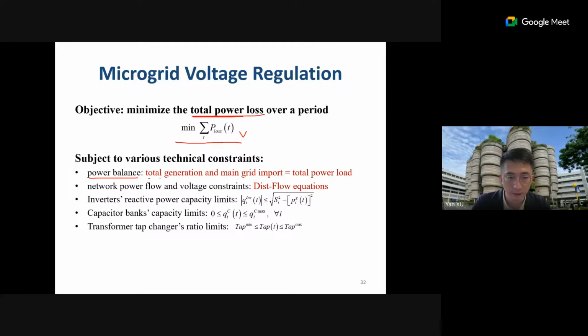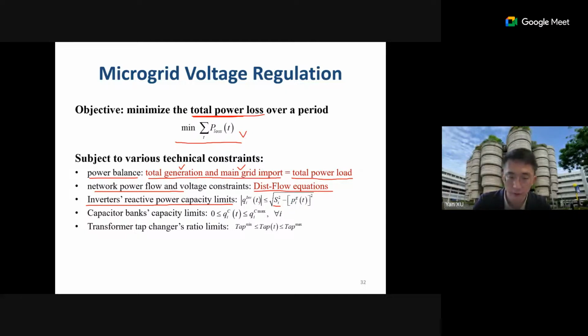Once again, similar to the original operation problem, the total demand equals the total distributed generation plus the total power import from the main grid. And for the network power flow model, we use the linearized distribution flow equations. And for the constraints for inverters, we need to be careful. Inverters originally are designed to convert the real power from DC to AC. So it has an apparent capacity S.